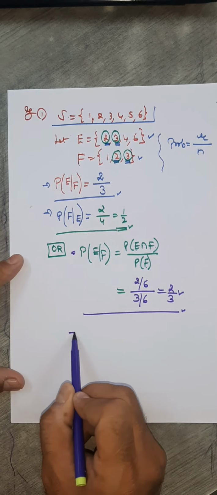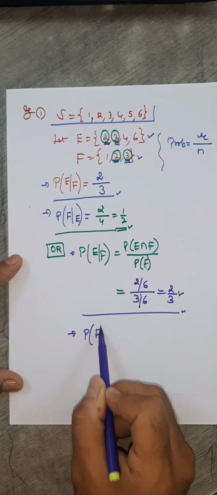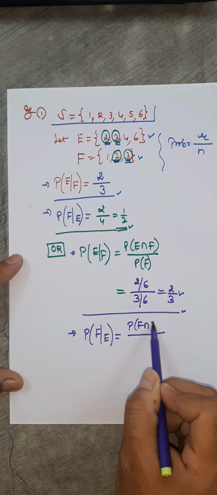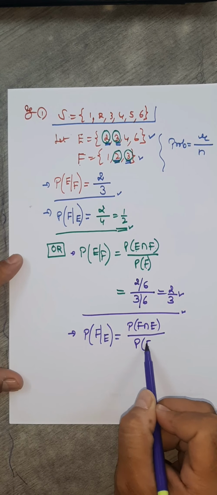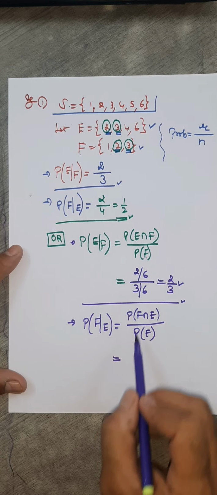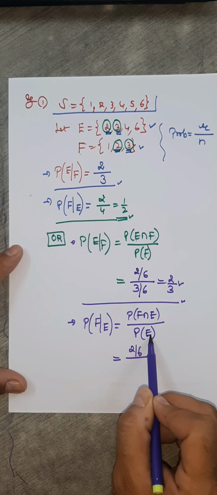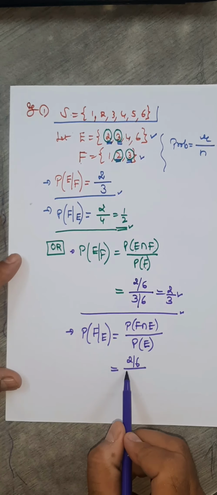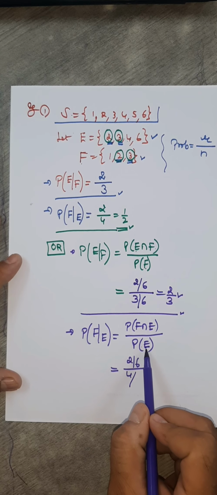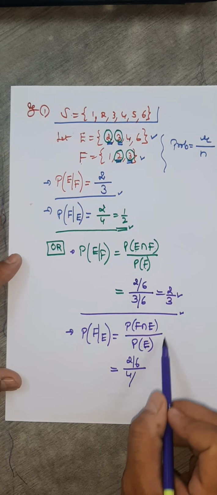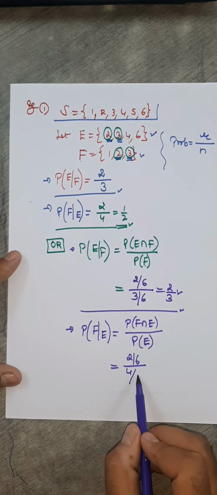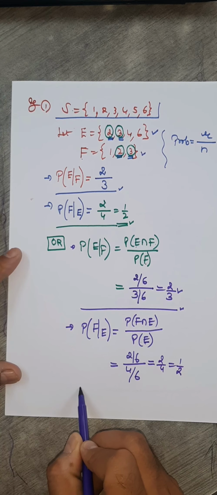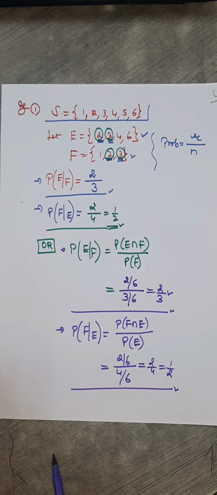Okay. Same way, probability of F given the event E. So P of F intersection E upon P of E. Now what is the intersection? As I did in the previous, 2 by 6. Probability of E means what? How many members are there in E? 1, 2, 3, 4, upon total number of outcomes in the main sample space, because these are not conditional probability. Main sample space has 6 outcomes. 6 will get cancelled, 2 by 4, so 1 by 2. That is the required probability.